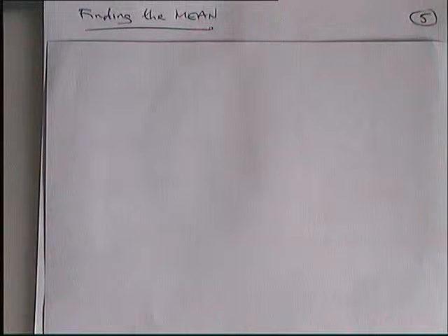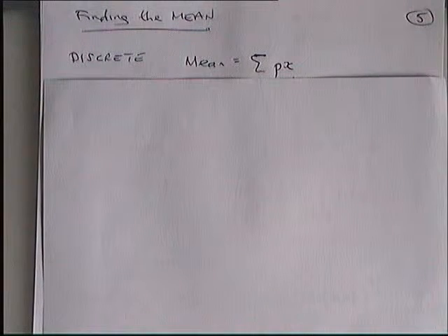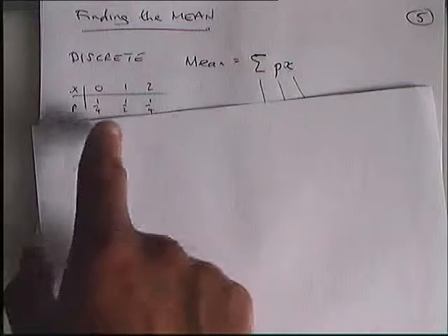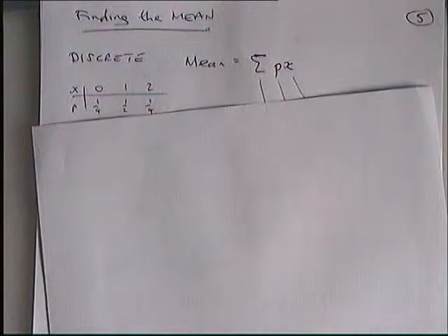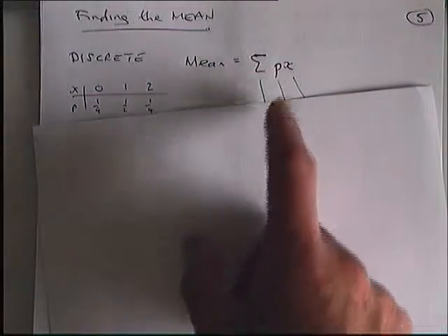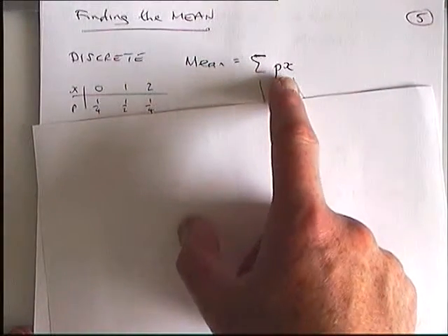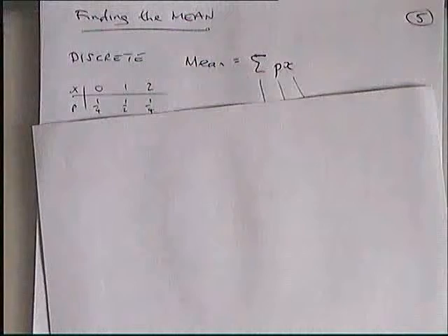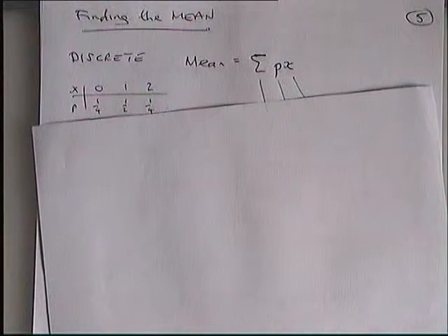So the next thing we're going to look at is finding the mean. You knew how to do this with a discrete random variable. For example, if you had a table like this, with different values and a probability to go with each one, you would have known from S1 how to find the mean. To find the mean, you timesed each probability by its x value and added them up. That's how you did it in a discrete case.